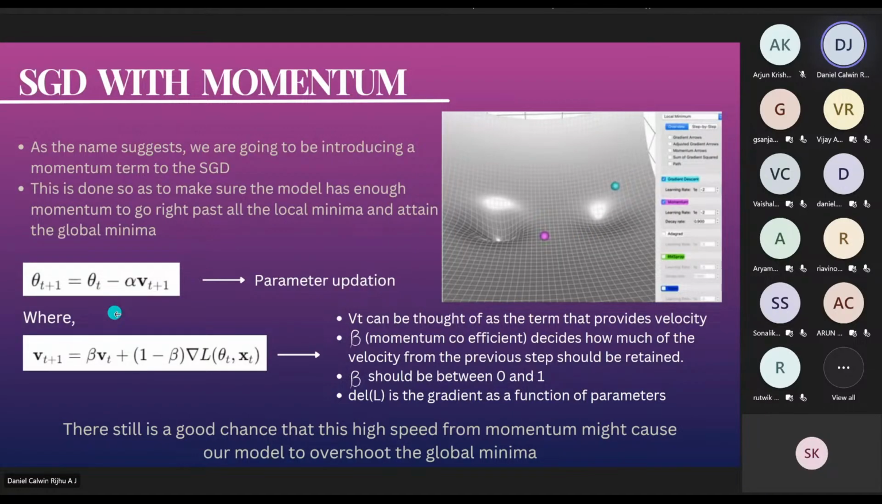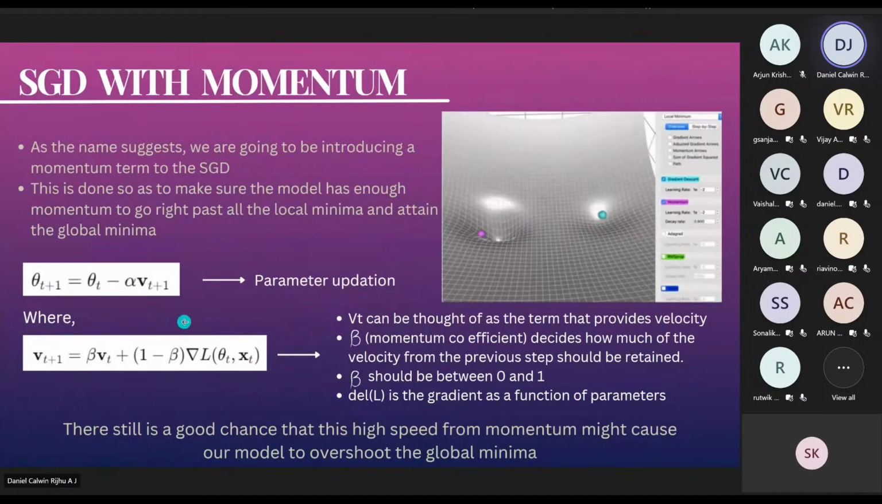So as the formula suggests, theta t plus 1 is going to be theta t minus alpha times vt plus 1. So if you can notice, it's almost the same as the parameter updation in a normal gradient descent, which we have seen earlier, except that instead of the gradient term which comes over here, we have a vt plus 1 term. So what is this vt or vt plus 1 term? It can be thought of as the velocity which the model has initially. It makes sense given that we are dealing with the momentum operators.